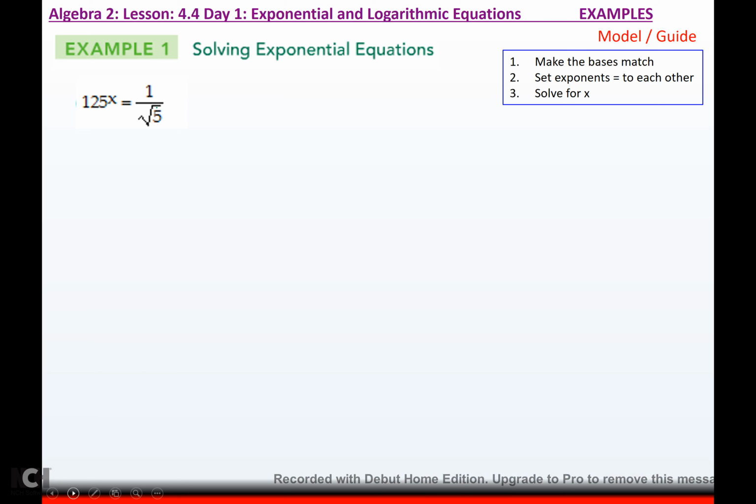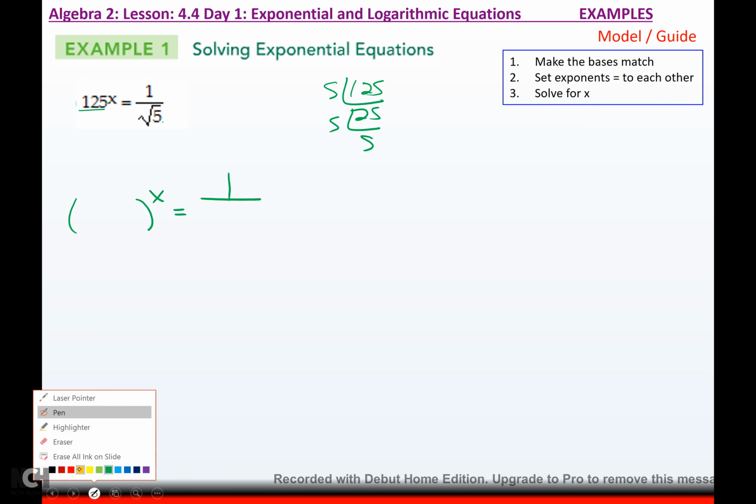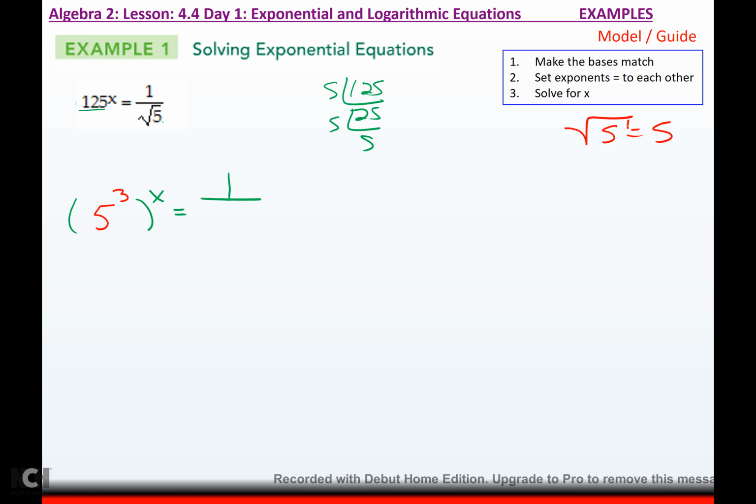And again, I can break this down by 5s, not square roots of 5, but 125 by 5 is 25, by 5 is 5. I can rewrite 125 as 5 cubed, and I can rewrite the square root of 5 as 5 to the 1/2. So this would be 5 to the 1/2. My bases will match if I power the power and move him up. So I would have 5 to the 3x equals 5 to the negative 1/2.